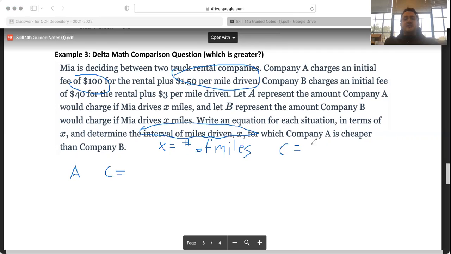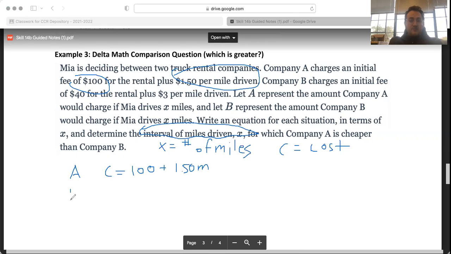And then C is just cost. So I could say that the cost for company A would be 100 plus $1.50 M. And then for company B, we're also looking at the cost, and it is cheaper initially for company B. So we would say 40, but it's $3 per mile driven. So that's kind of brutal.